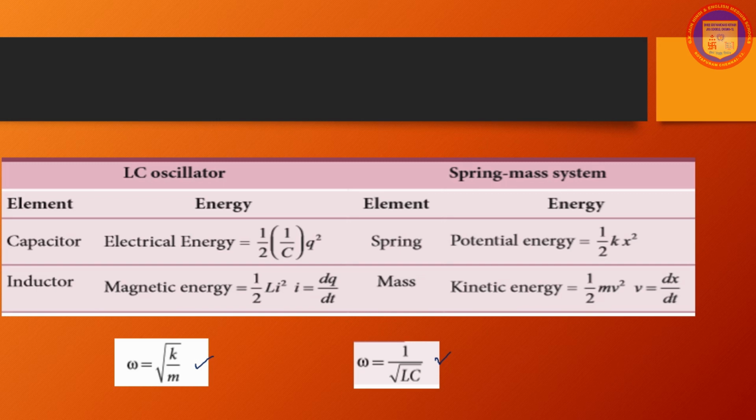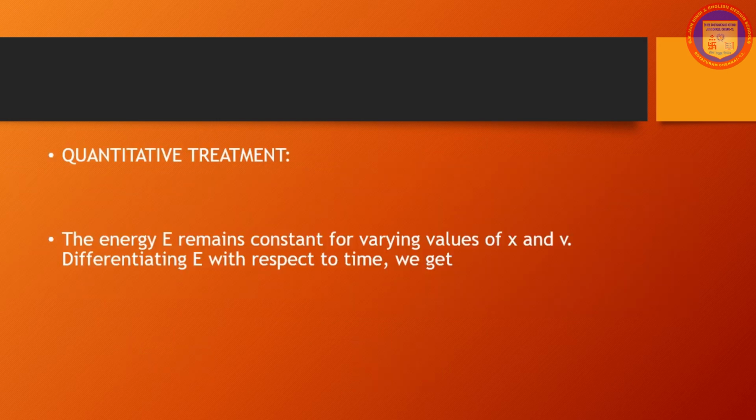Now we'll go to the next one, quantitative treatment. The mechanical energy of the spring mass system is given by E is equal to half m v square plus half k x square. Right? So the energy E remains constant for varying values of x and v.